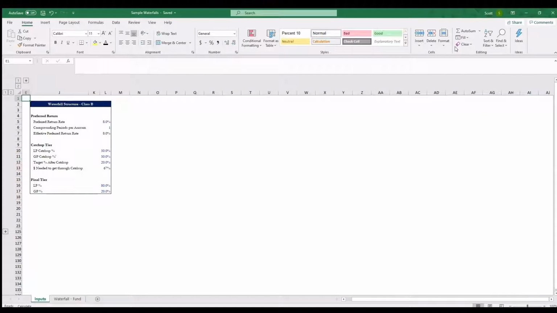So first of all, what is a preferred return? A preferred return is a minimum return that limited partners in a fund must receive before any carried interest or promote can be distributed to general partners. It's often expressed as an annual rate of return. In this case, with the model we're working with, we have 8%.